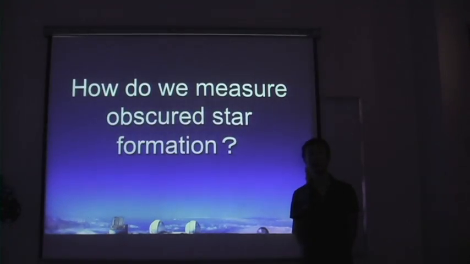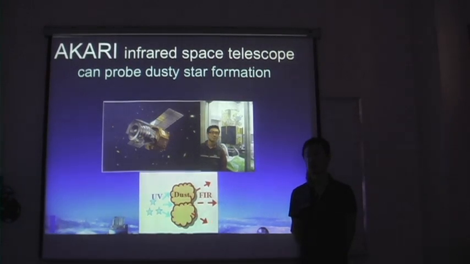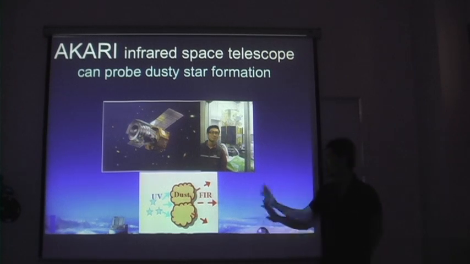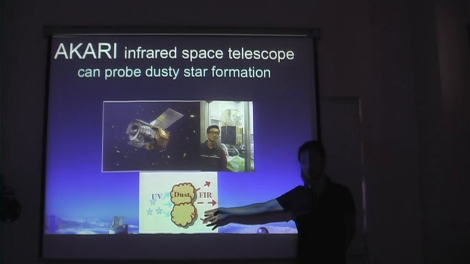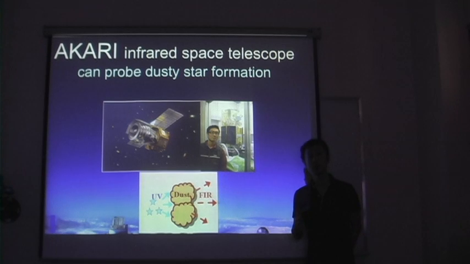So how do we reveal this? How do we measure this obscured star formation? Our answer to this question is the AKARI Space Infrared Telescope. Infrared light can observe the light obscured and re-emitted by the dust. Therefore, infrared light can capture the obscured part of the star formation.